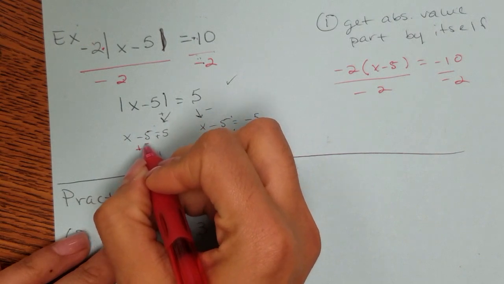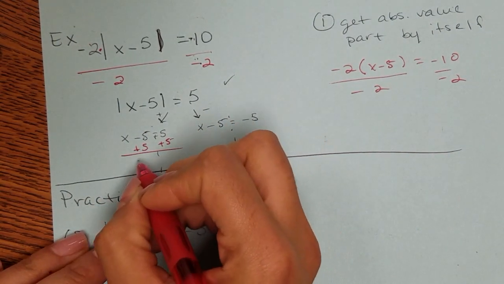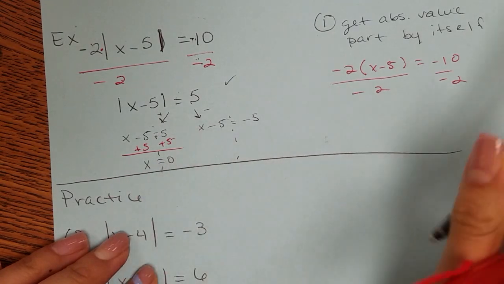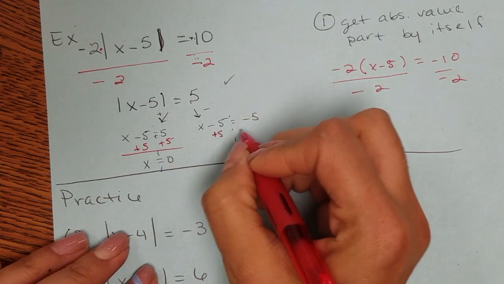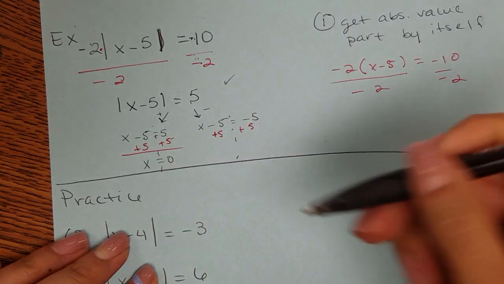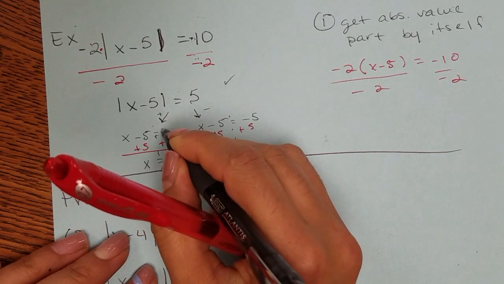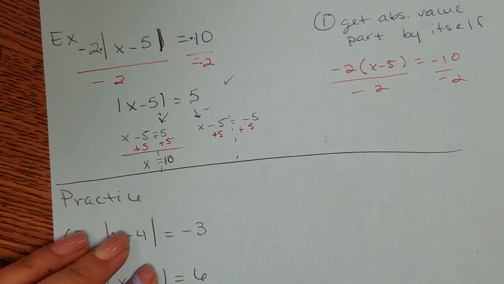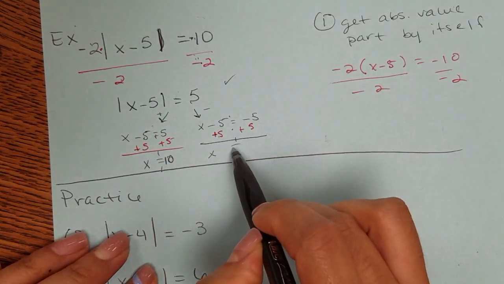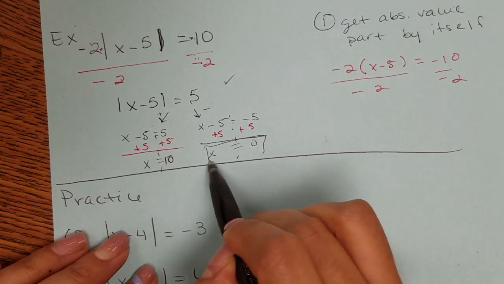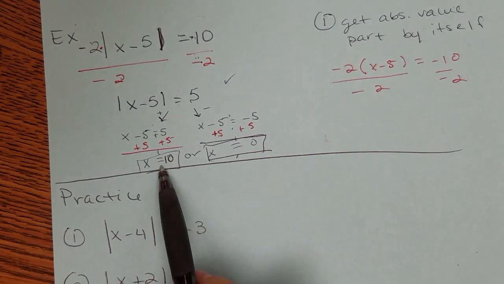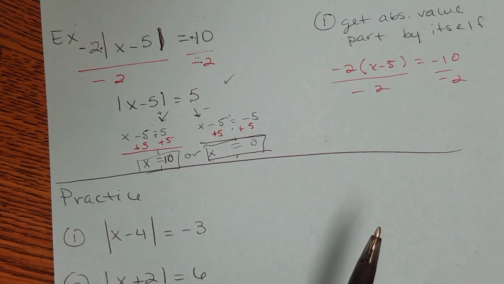Plus 5 on each side. That's going to go to 0, and you're going to have x equal to 0 on this side. And for your other equation, oh, that's not 0, that's 10. 5 plus 5 is 10. On this side, you're going to get your 0. X, that goes to 0, is equal to 0. So you have two values here, x is equal to 10 or x equal to 0. Both of these solutions will satisfy that equation.